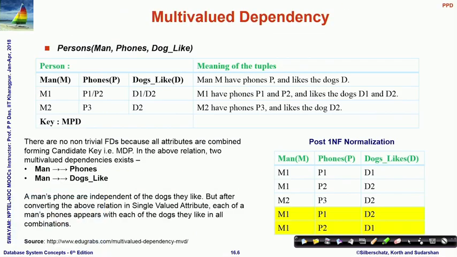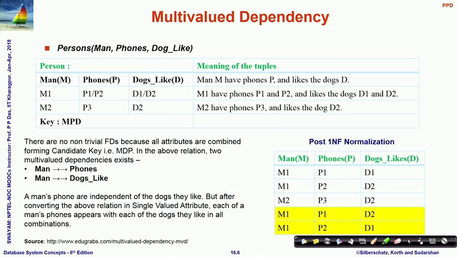Here we are trying to represent a set of persons with 3 attributes: man, which may be the ID or name of that person, phones, and dog like. The idea is that persons can have 1, 2, 3, any number of phones, which is true for all of us, and then a person may have any number of dogs that he or she likes. So, both of these attributes, phones and dog like, P and D, can take multiple values.